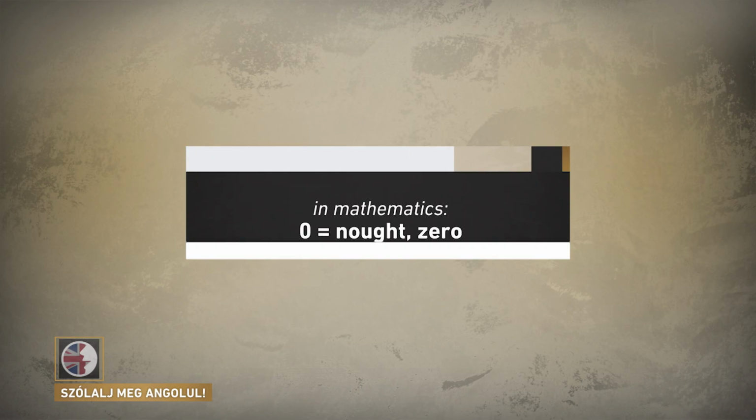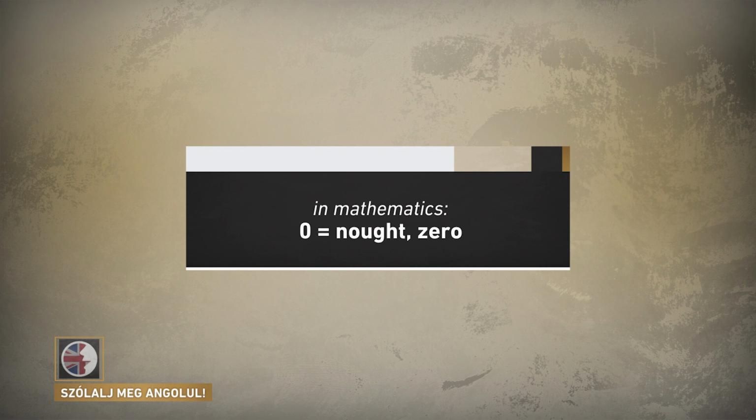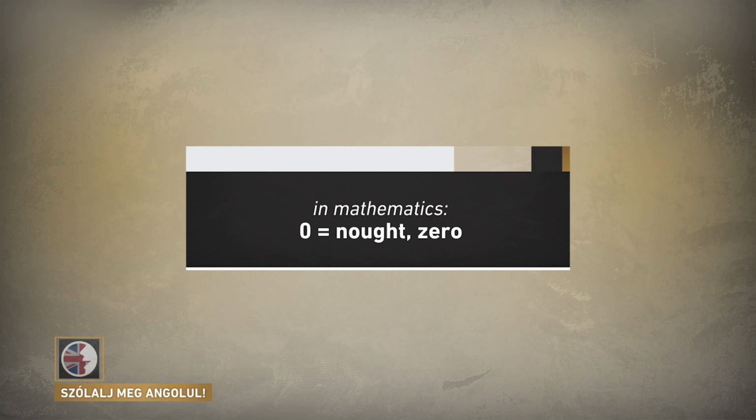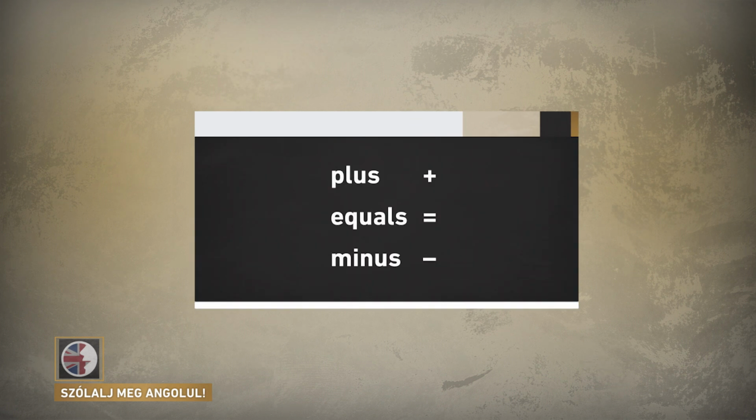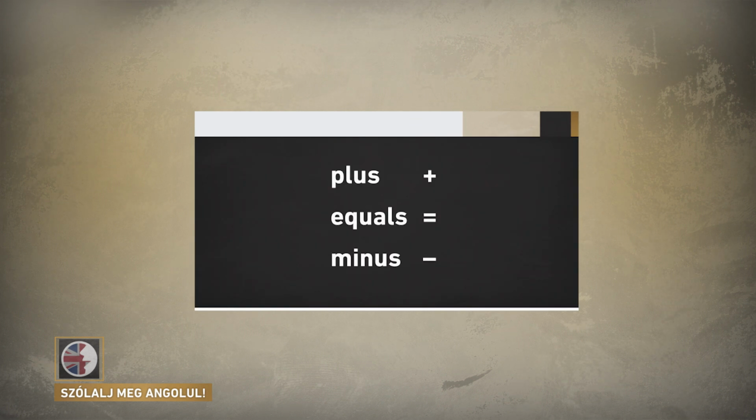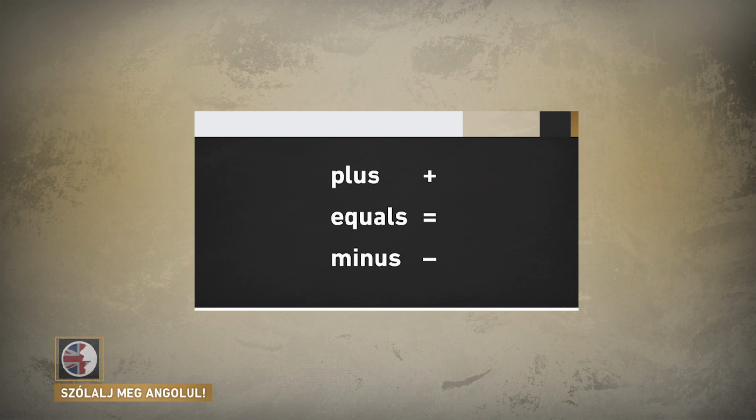Now, what else did we learn in the first week? That's right, in lesson 3, we learned some numbers. We learned the numbers from 1 to 10, and we learned that this number is "O" in telephone numbers and "0" in mathematics. We know that this symbol is plus, this symbol is minus, and this symbol is equals.